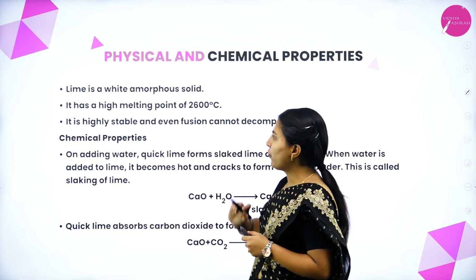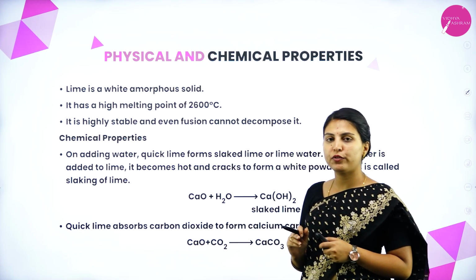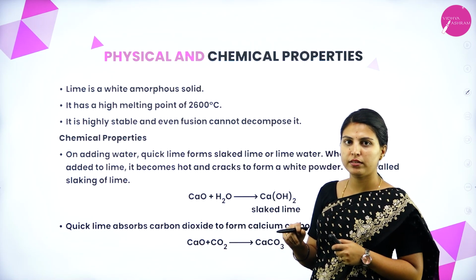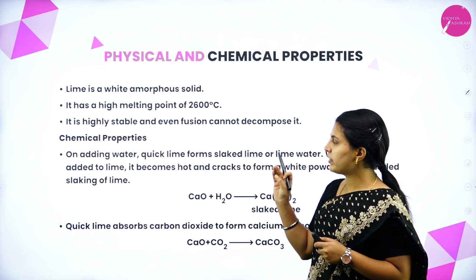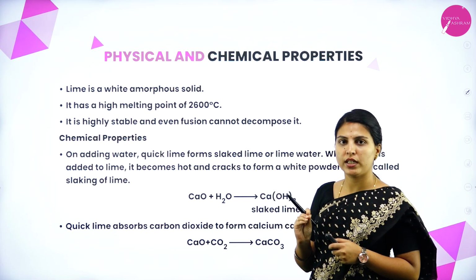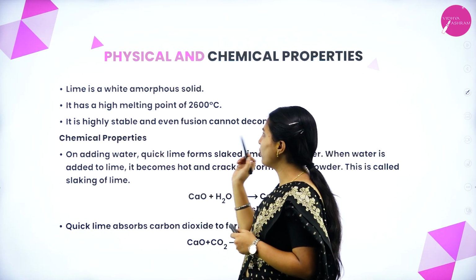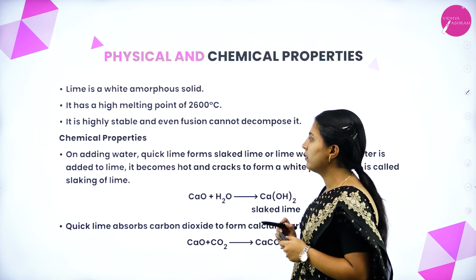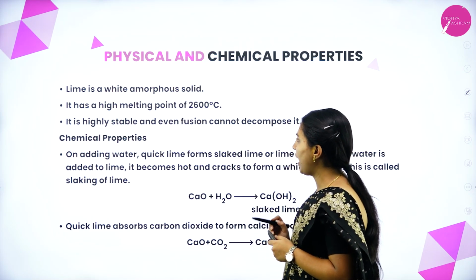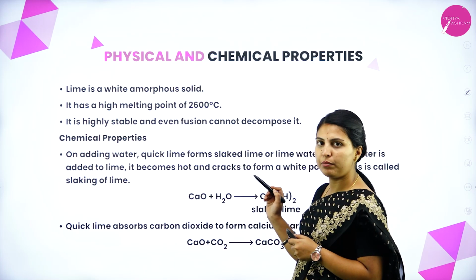Lime is a white amorphous solid. There are two types of solid, crystalline and amorphous. We know that amorphous is like completely talcum powder like property. It has a high melting point of 2600 Celsius. It is highly stable and even fusion cannot decompose it.